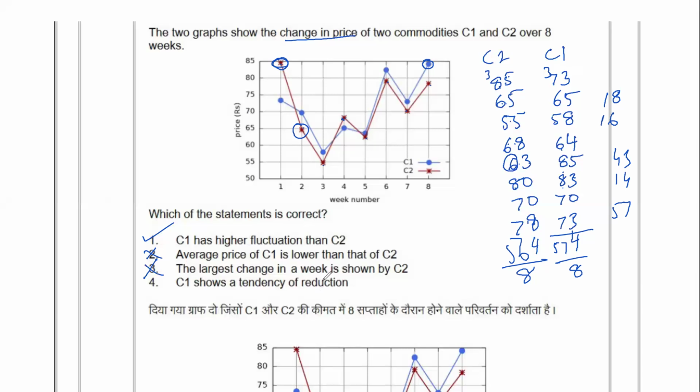C1 shows the tendency of reduction. So blue, tendency of reduction, that cannot be measured. So clearly A is the answer, but then see, these questions, you can't be absolutely sure. So I would leave such a question.